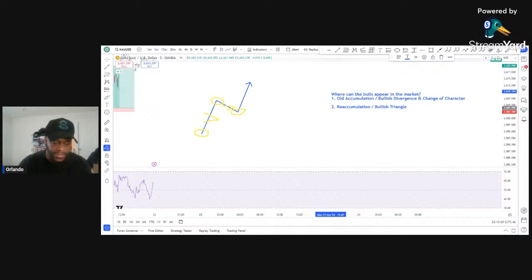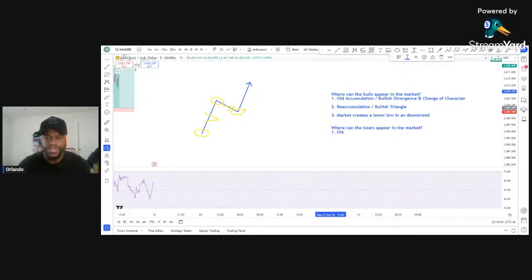And number 3, where else can the bulls appear? The bulls can appear when the market creates a lower low in a downtrend. These are the 3 areas where the bulls can show up. Now, where can the bears appear in the market? Great question. It's the complete opposite of the bulls.